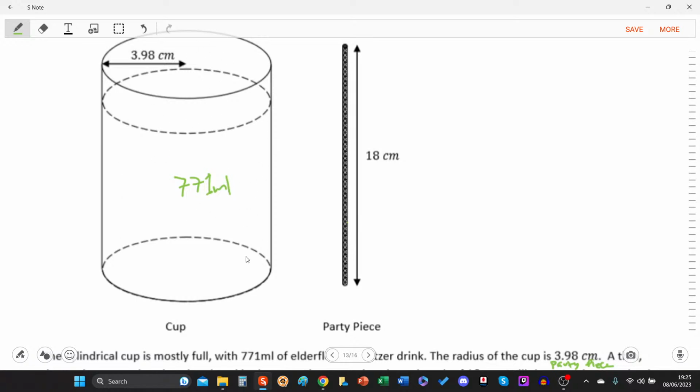You don't really know much about the cup, right? It would be really nice to know the height of the water. That would be super duper.